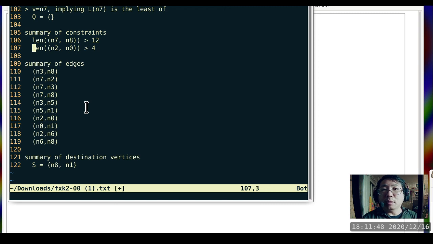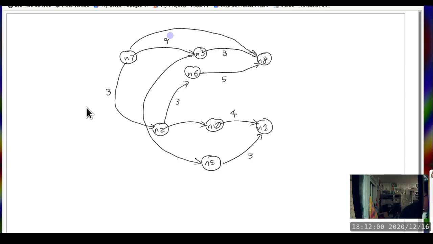So now we are free to choose these two, the distance of these two edges. So n2, n1 only has to be greater than 4, so it can be 5. All right, so let's put it here.